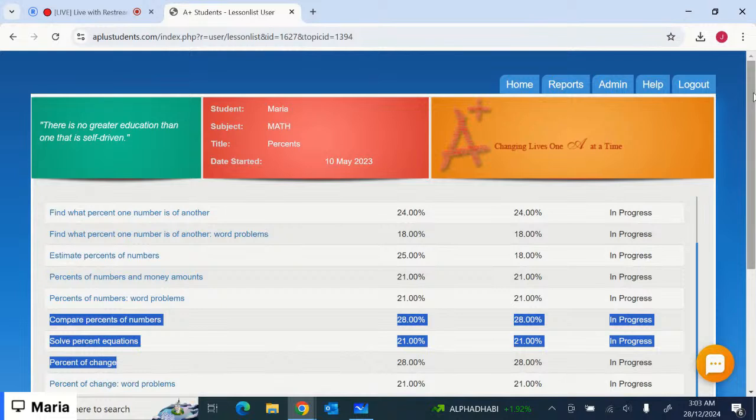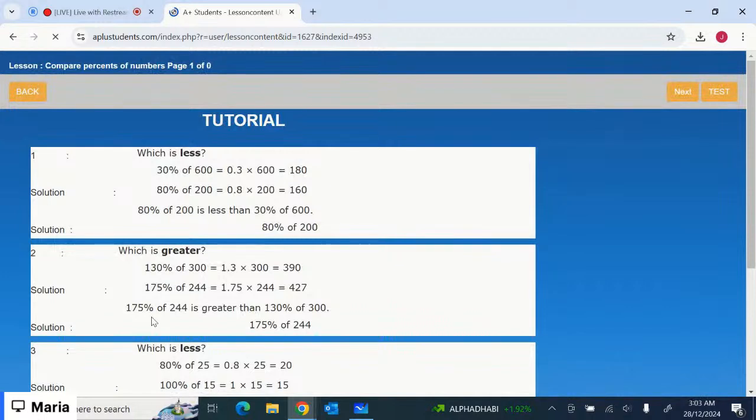Here I am on grade 8 math. The chapter we are on right now is percents. Let's just start with the lesson that is compare percents of numbers. Which is less, 30% of 600 or 80% of 200?